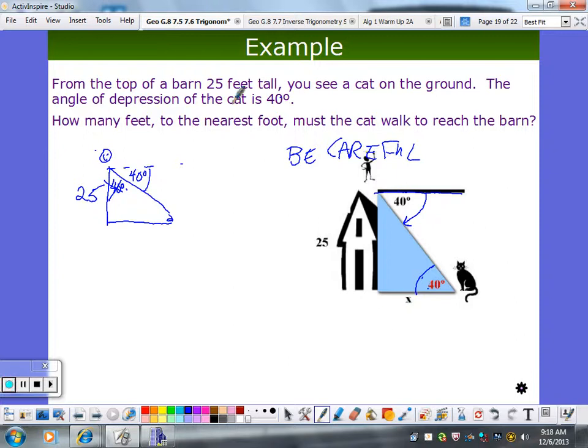What do they want to know? How many feet is the cat from the barn? So that's my x. So I can see my triangle now. I've got an x here, a 25 here, and a 40 degrees here. So what do I have? An opposite, to find an adjacent. So that's a tangent. So tan 40 is 25 over x. So x is going to be 25 over tan 40.